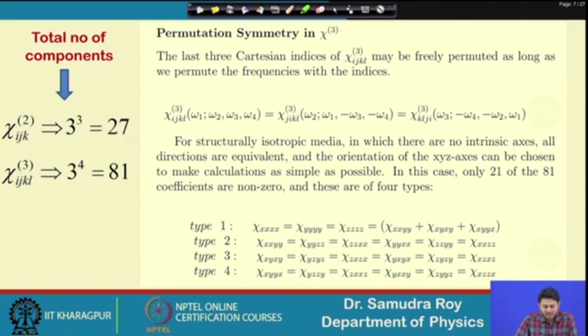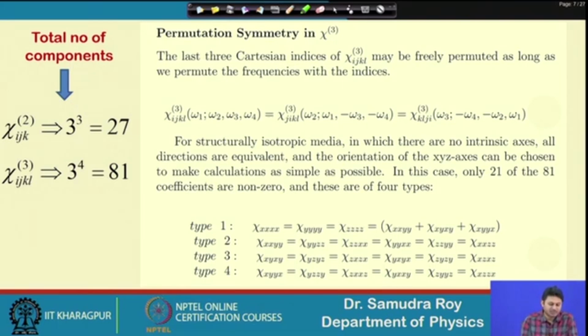So, now some other permutation symmetry of chi3. Permutation symmetry we have already seen when we calculated the second order susceptibility. Because of the Neumann symmetry and other symmetries, we find there are many components that are going to vanish, and there are many components which are equal to each other, and eventually we find that there are few components which are distinct, other components are the same. Here in this case also we will have a similar thing.